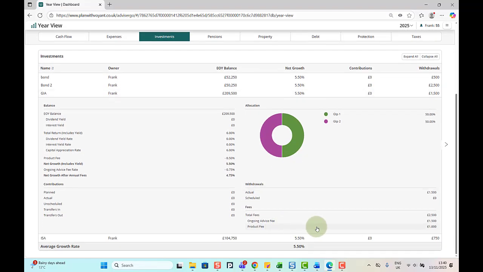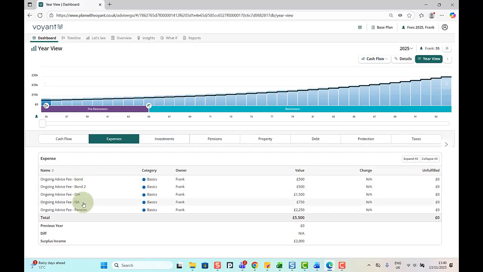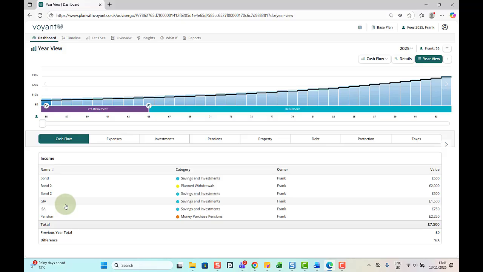The product fee, for information only, is there. The actual ongoing advice fee of £1,500 is here, and then, for information only, the percentage is shown over that side. I'm moving to expenses. We'll look at the GIA expense, and there it is, the ongoing advice fee of £1,500, and you can see the exclusive source there from the GIA. And again, go into cash flow, and you will see those funds going into the cash flow.